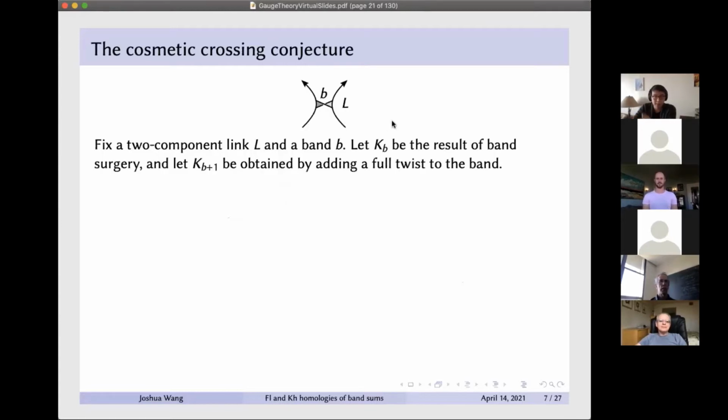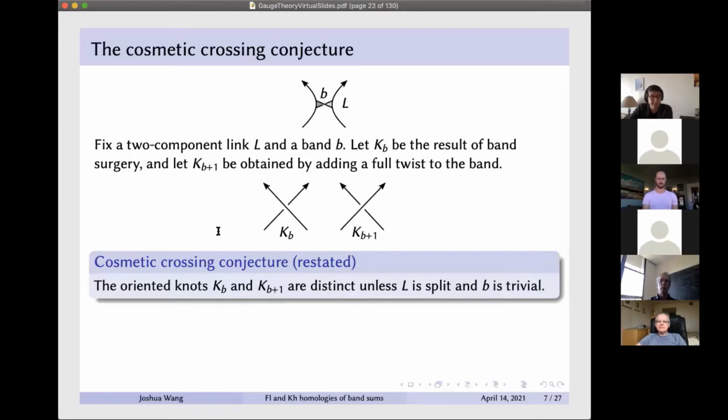And then we can let KB be the result of band surgery. So we just do band surgery along this band. And then we'll let KB plus 1 be the knot obtained by adding a full twist to the band. So I haven't really done anything. I've just replaced the notation of K plus. I've replaced it to be KB plus 1, and I've made K minus into the knot KB.